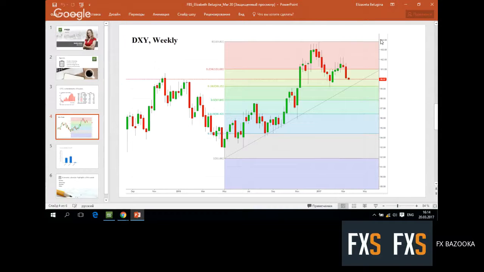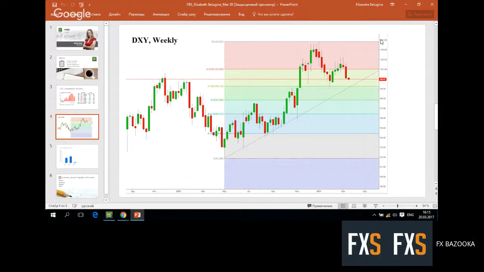I'm in favor of selling the US dollar index at the current levels with conservative targets, or maybe looking for opportunities to sell on recoveries to resistance in the area of 101.150. As for long positions, I think that in the current circumstances, if we take the US dollar index separately, they seem too risky.